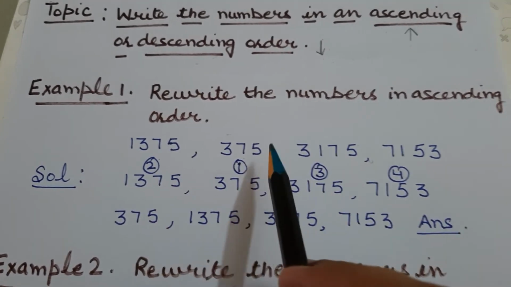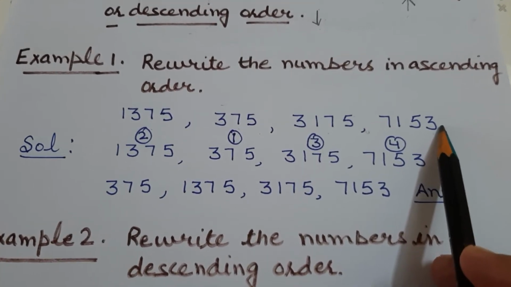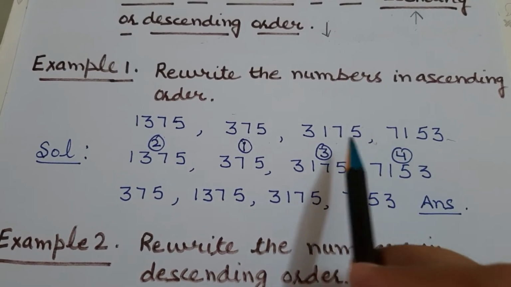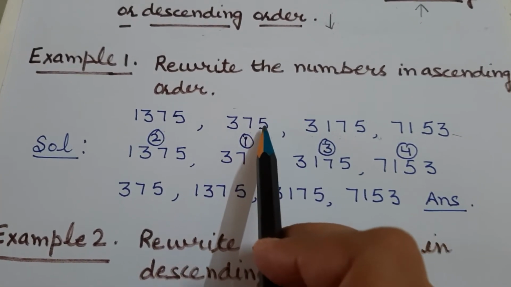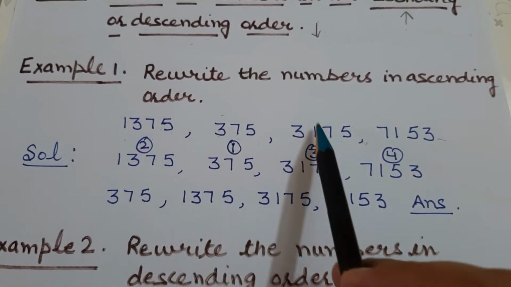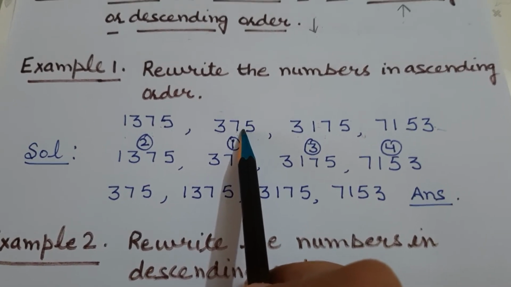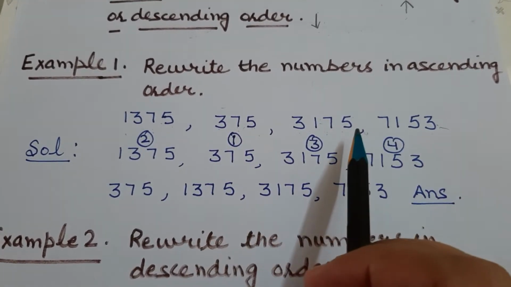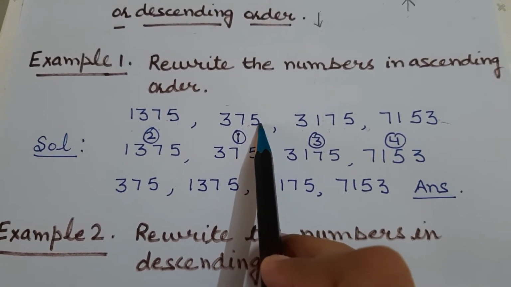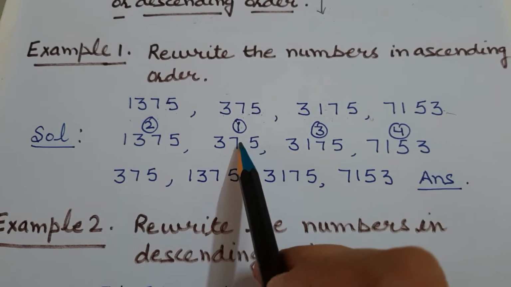So first, four numbers are given. The first step is to count their places. This number has four places, this number has three places, and this number has four places. Means these three numbers have four places and this number has three places. So which is the smallest number? This one, we can see it very clearly. This is the smallest number, so put number 1 here.